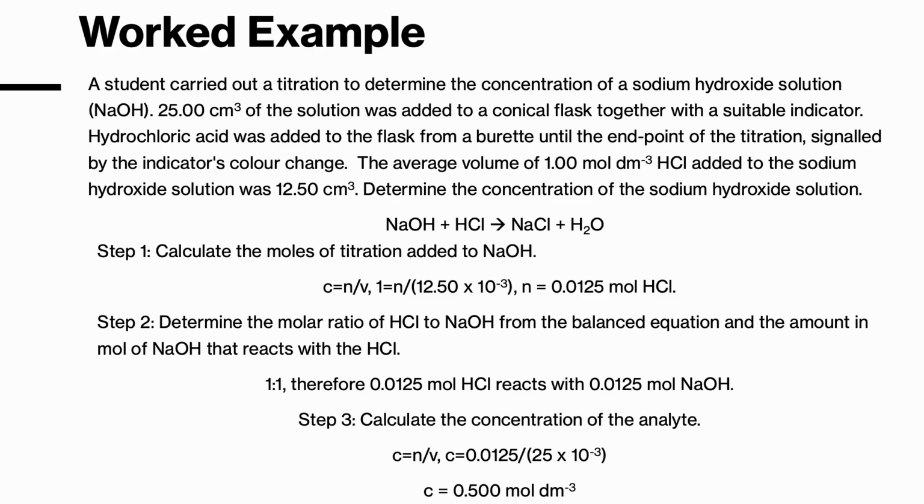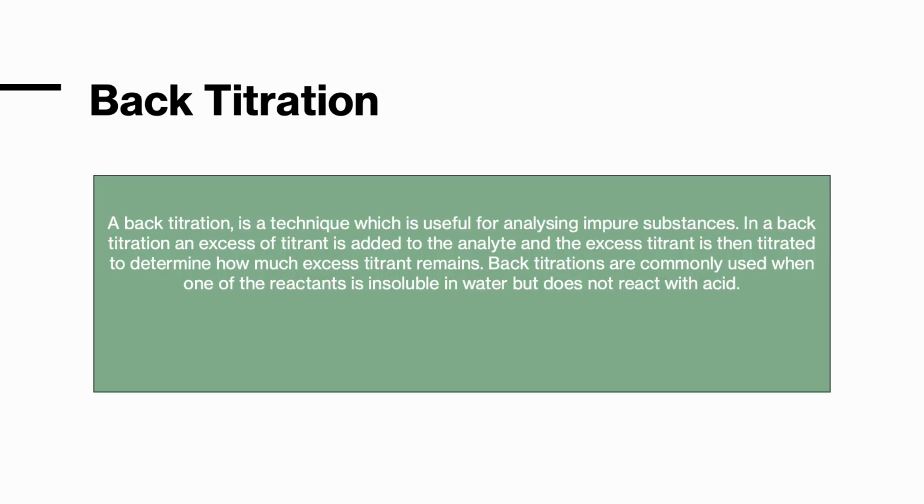So step 3 is then to calculate the concentration of this analyte, which is sodium hydroxide. So once again, we use concentration equals moles divided by volume. We now have the number of moles, and we have the volume of 25 centimeters cubed, which gives us a concentration of 0.5 moles per dm cubed. Another titration technique is that of a back titration.